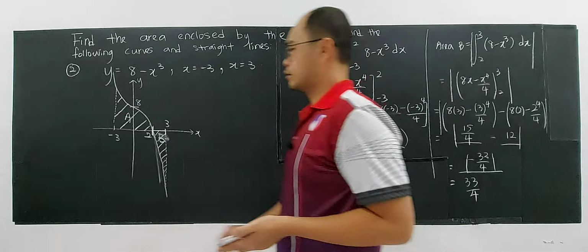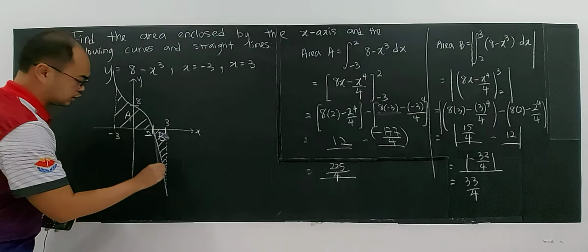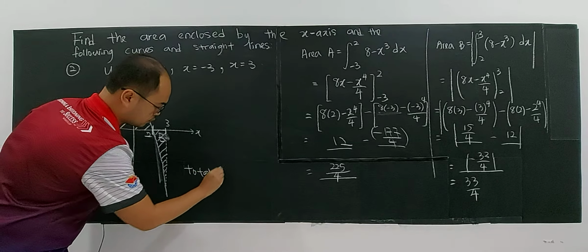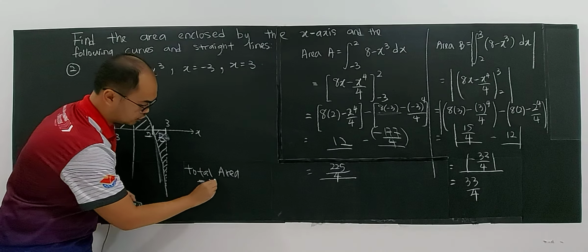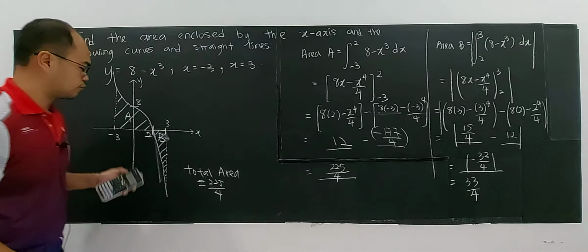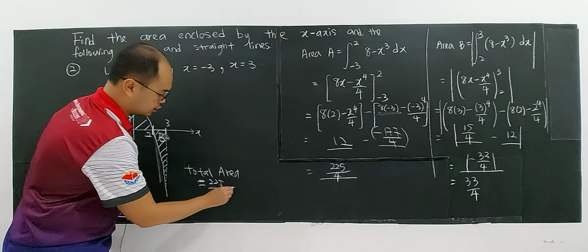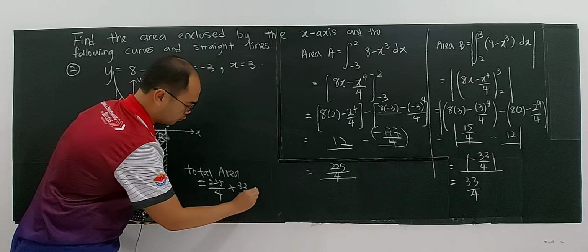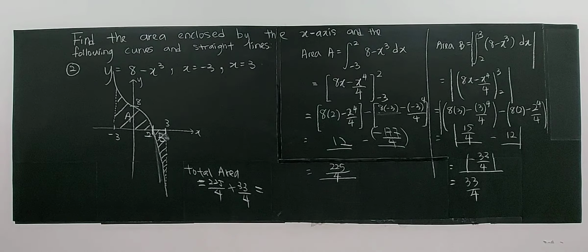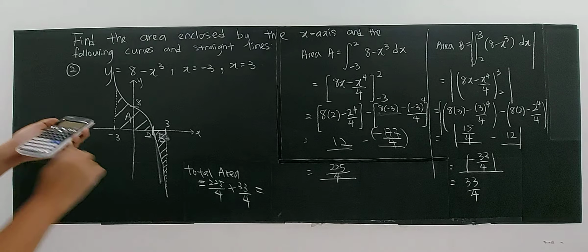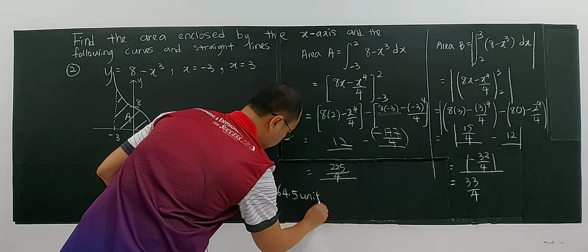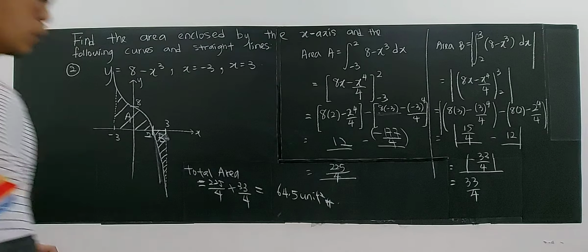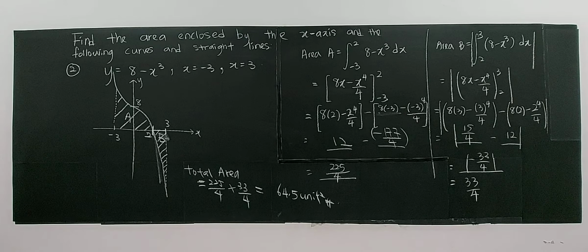So the total area for the shaded region will be, I'm taking the area of region A, which is 225 over 4, plus this area 33 over 4. Alright, okay, let's calculate. 225 over 4 plus 33 over 4, we have 64.5 unit square. So this will be your total area.